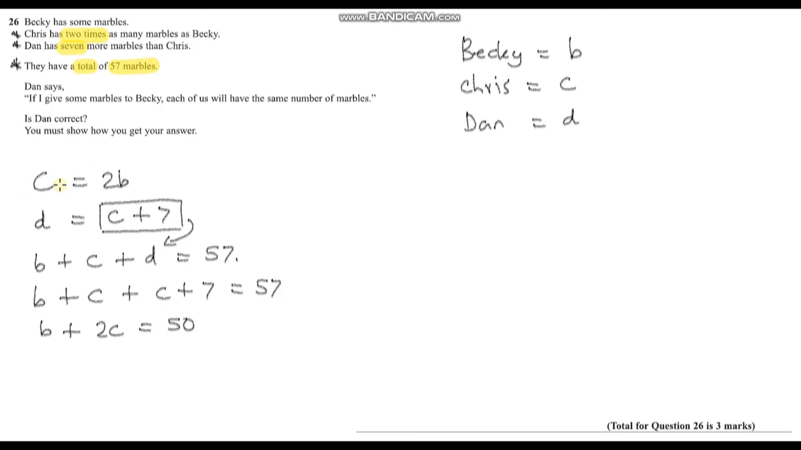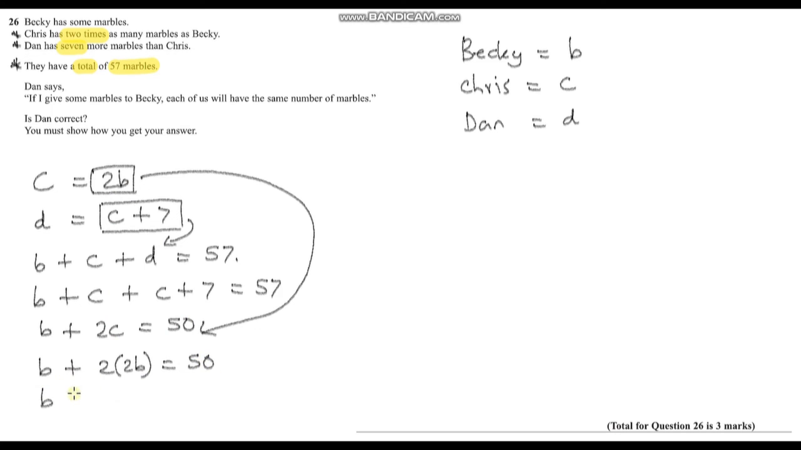So I'm just simplifying it a bit. And now notice I've got an expression for C. So I know that C is 2 lots of B. Now I can pop this into this equation. So wherever I see a C, I can replace that with 2B. So we've got B plus 2 times C. Well, that is 2B. So I've just replaced C with 2B. And that equals 50. So now this is B plus 2 times 2B is 4B equals 50.